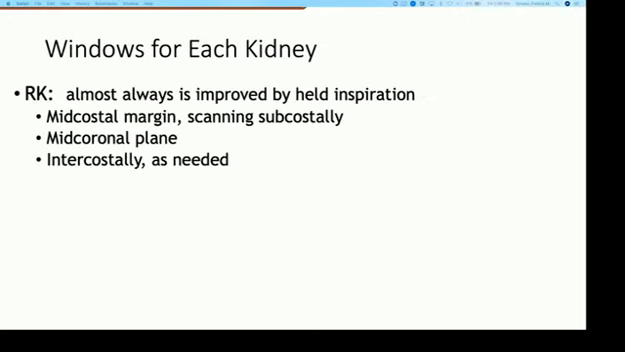Again, we talked about your right kidney, really typically going to be held inspiration, and you have several scanning windows. You can scan mid-costal, mid-coronal, or intercostally. Now, I would say that intercostal scanning should be your last choice, but I'm going to also say that you're often going to need it.